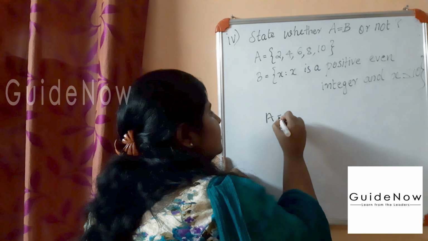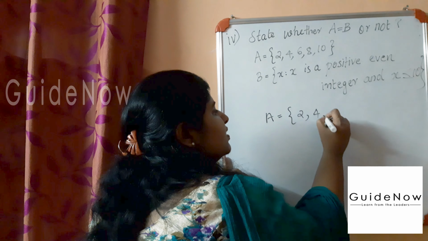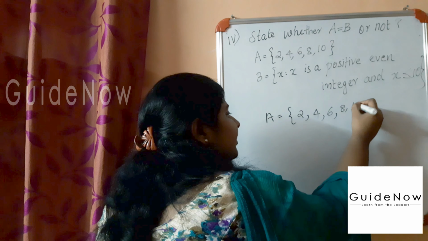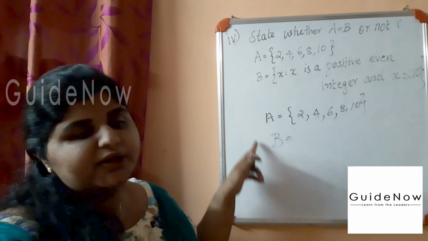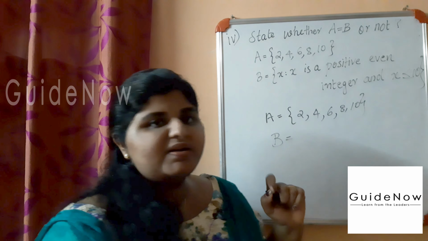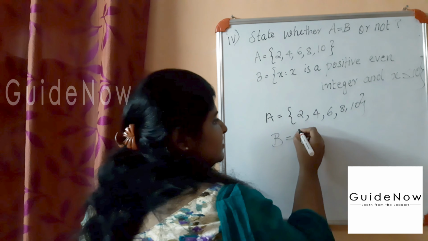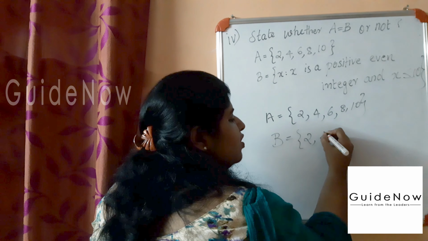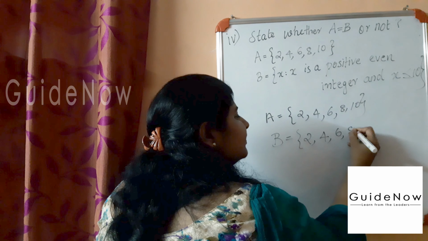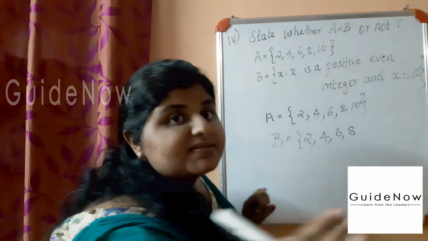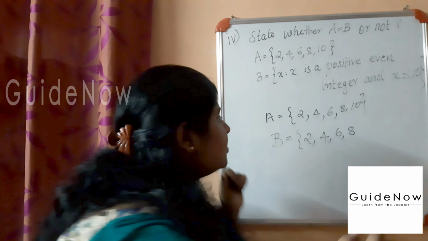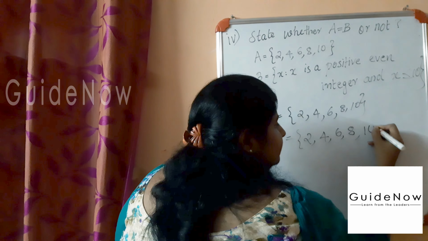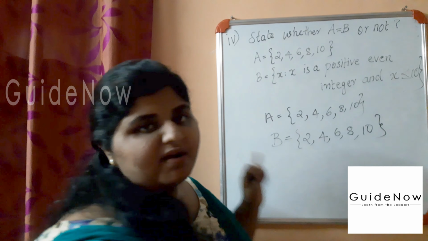Set A is already written like this: 2, 4, 6, 8, 10. Then set B, we have to convert into roster form. The positive even integers are 2, 4, 6, 8. Here the condition is given: X less than or equal to 10. Up to 10 you have to write the even integers. So up to 10, write the even integers.